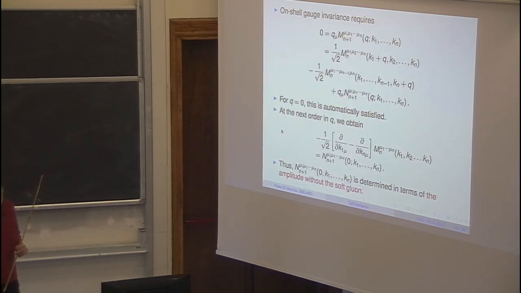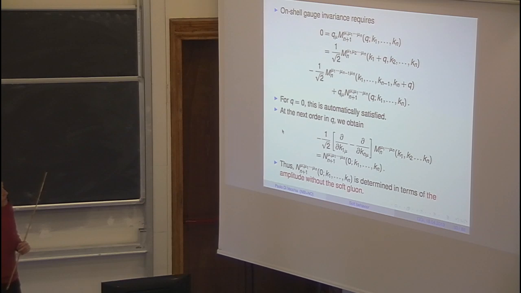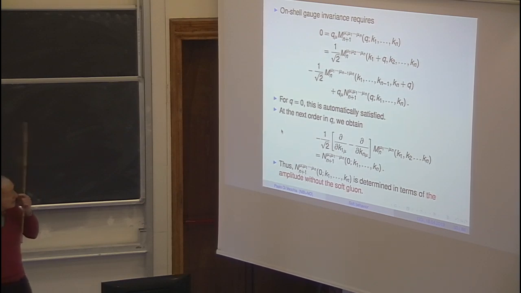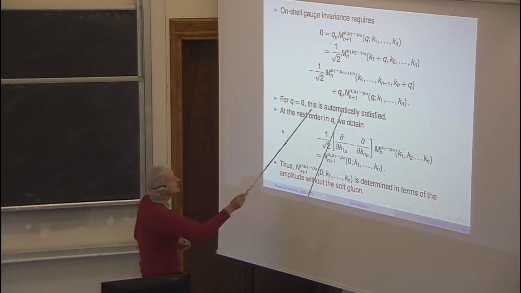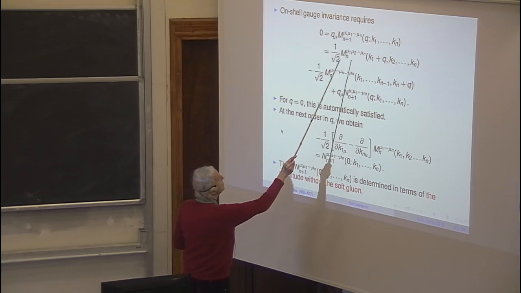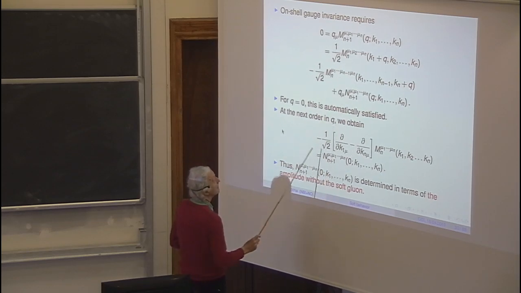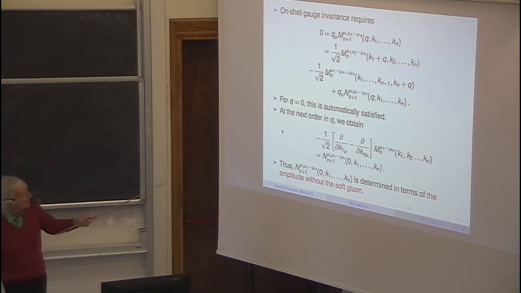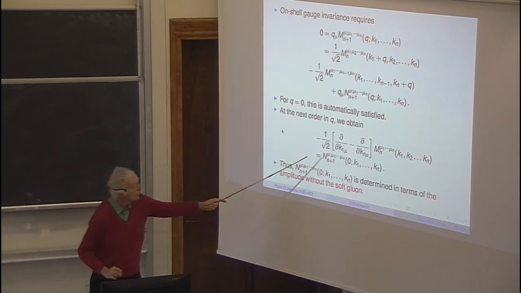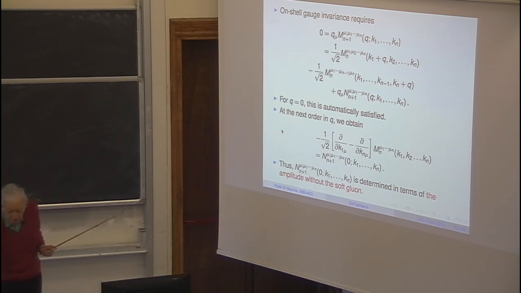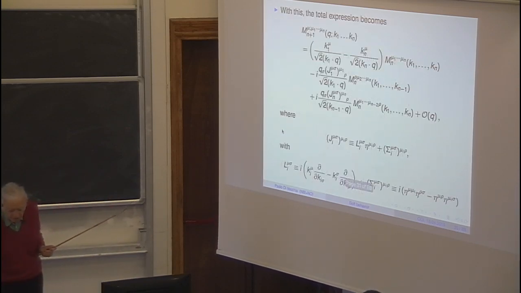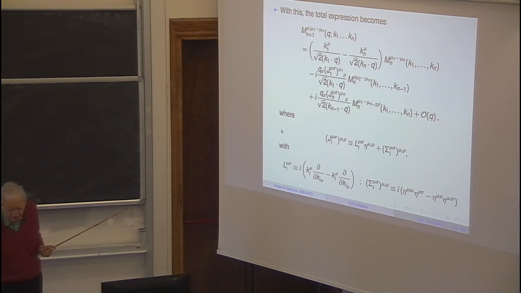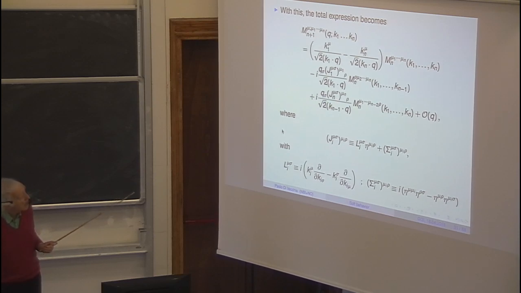And then you impose gauge invariance. You see that the leading term for q equals 0 cancels between this and this. And the term of order q is this one. And so again, n is the term in terms of m without the soft particle. So this is the amplitude.